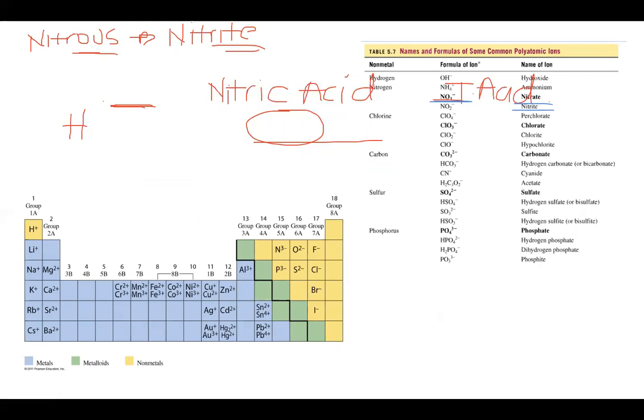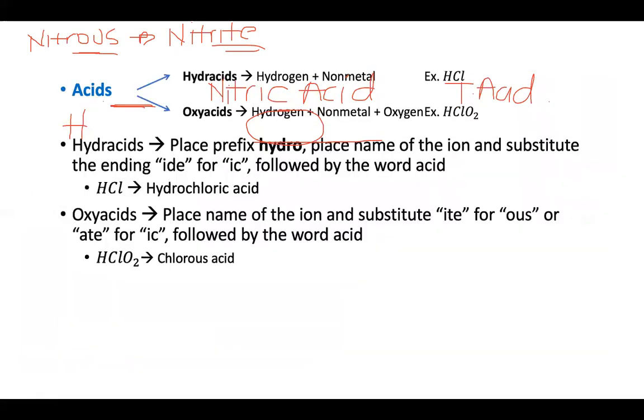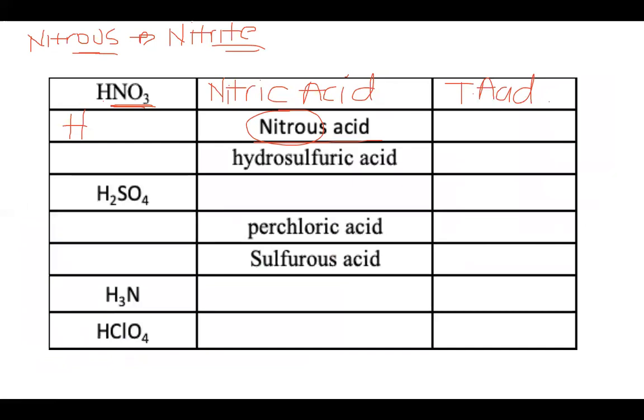Nitrite is here, and it's NO2 with a charge of -1. So that's the one that I will search, and that's the one that I will be writing down in my formula. NO2 with a charge of -1, and it's nitrite.